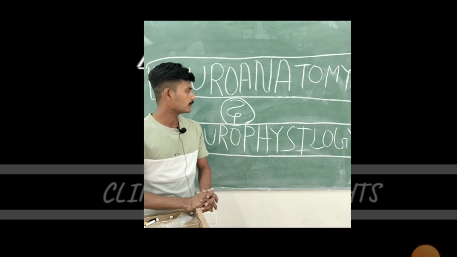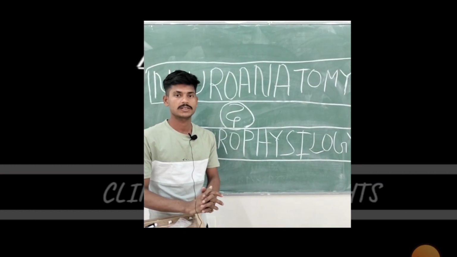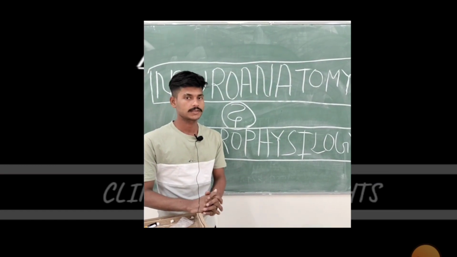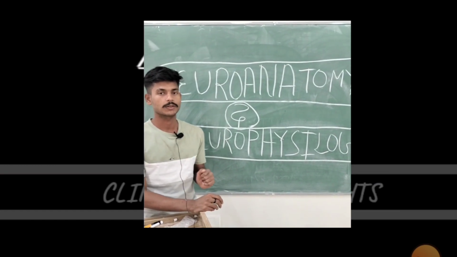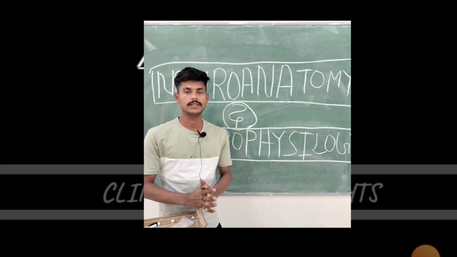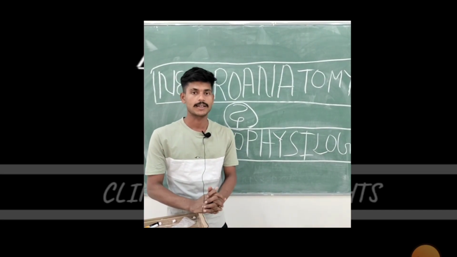In this particular chapter, we already studied the overview of the nervous system, along with the fundamental and structural unit of the nervous system, that's called the neurons. Now today we will discuss the other cells in the nervous system, that's called the neuroglial cells.